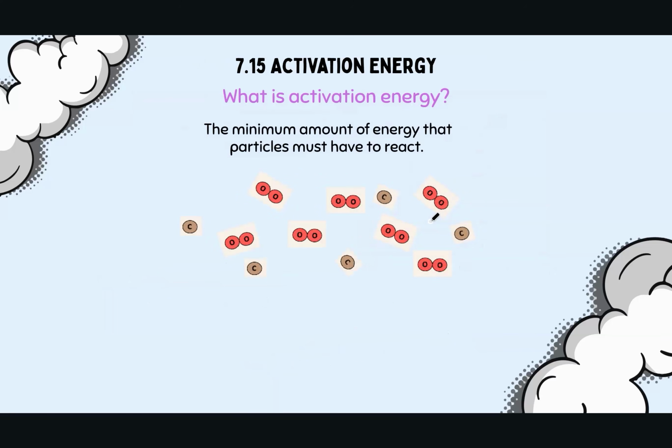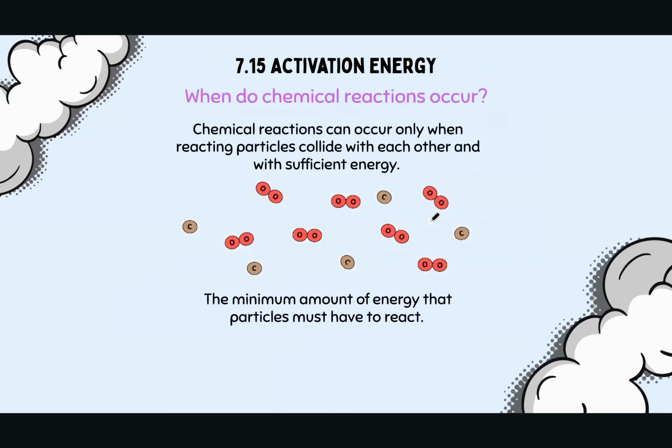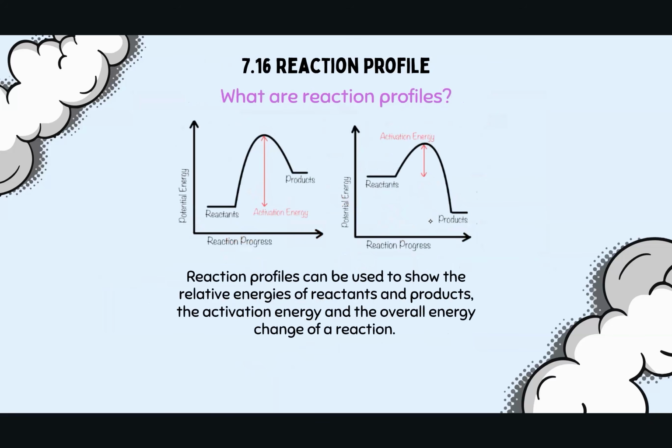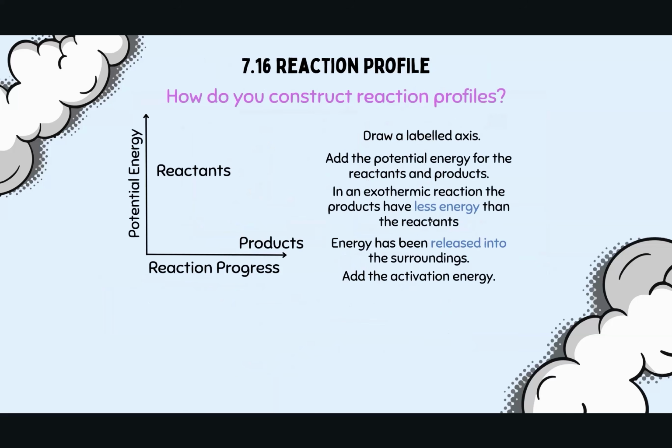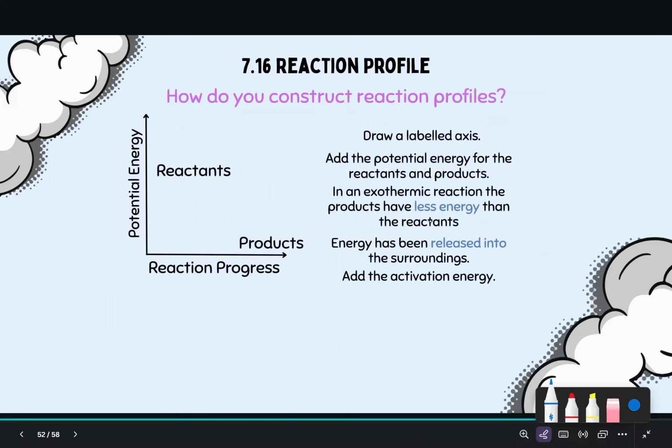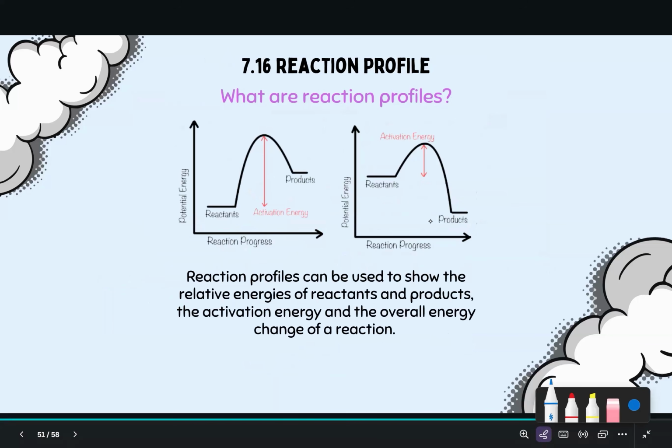Okay, now we spoke about activation energy already. It's the minimum amount of energy that particles must have to react. So chemical reactions can occur only when the particles collide with sufficient energy, and that minimum amount of energy is known as activation energy. Okay, reaction profiles. You need to memorize these. You need to know which one is which.